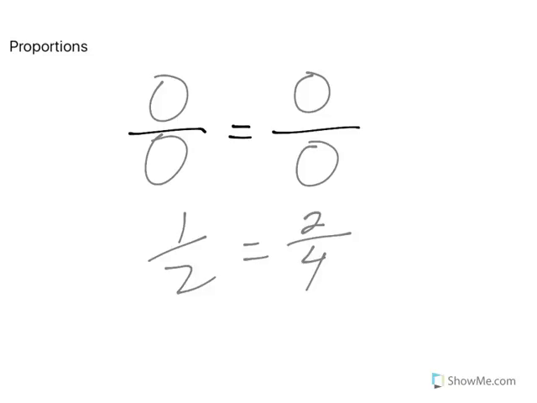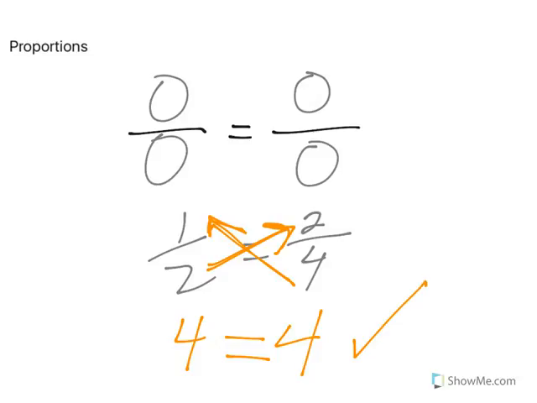And recall that we can check whether something is in proportion by using cross multiplication. If we multiply this way, 2 times 2 gives me 4. That has to equal the other direction. And in this case, 4 times 1 is 4. When you cross multiply, if they are the same, you have a true proportion.